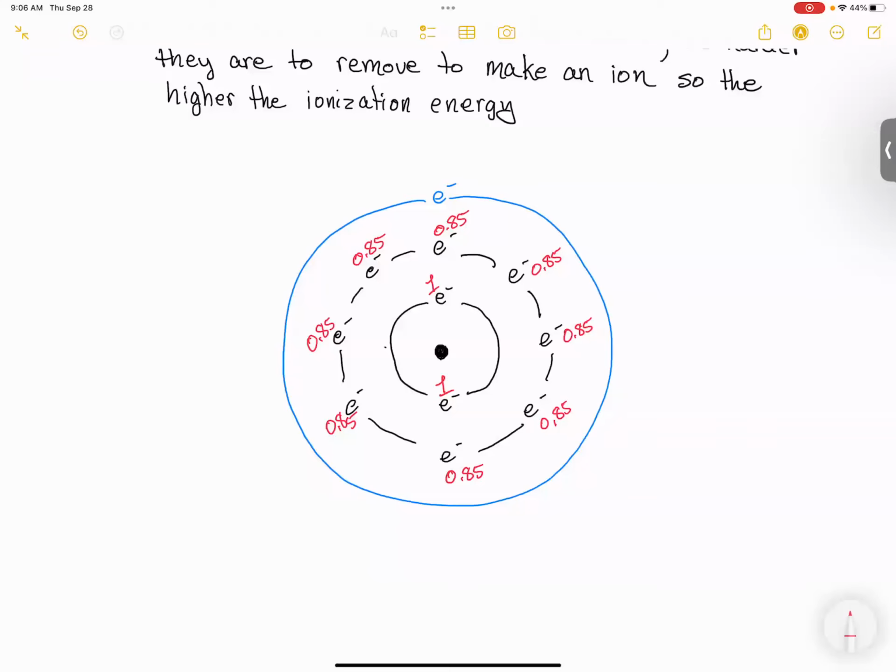Does that answer your question in a graphical method? And if you need to draw it like this, you could draw it like this, just so that you can see the impact and why I did 8 times 0.85 and 2 times 1. Other questions?